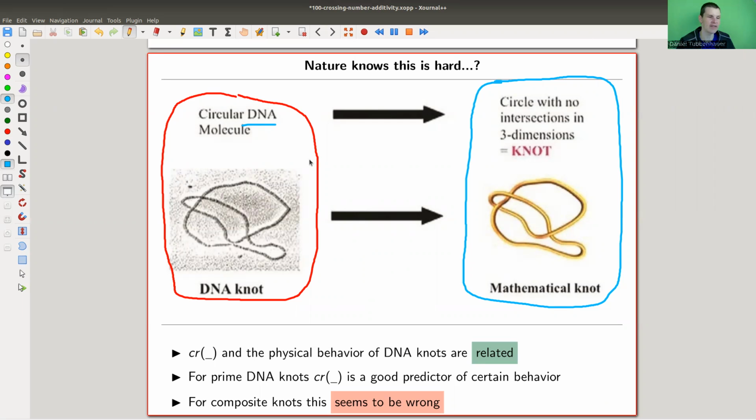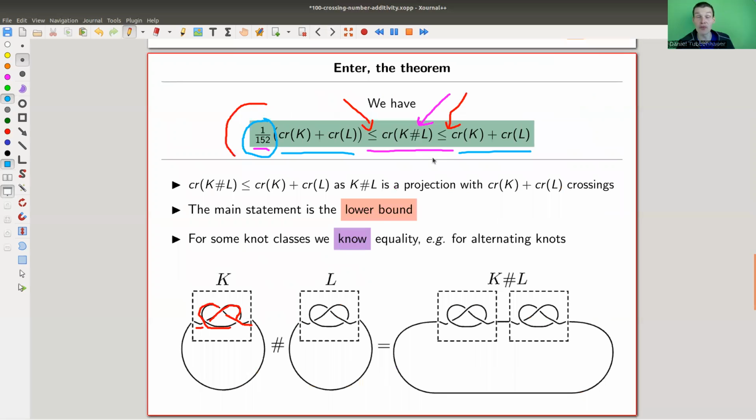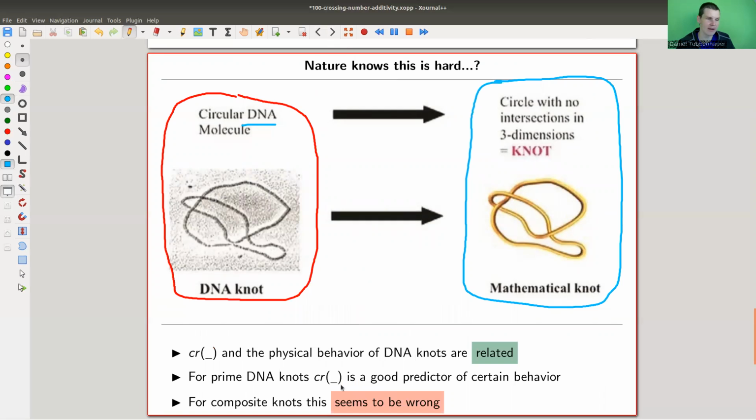There are certain behaviors where the crossing number is a really good predictor. And this works for the prime knots, which do not arise under this operation. Everything that arises under this operation is called a composite knot, and we just learned crossing numbers of composite knots are actually hard. Crossing numbers of prime knots, you don't need to worry about this inequality. Prime knots are always the ones that will never show up here in the middle anyway. Composite versus prime: that's what this paper explains, that the crossing number is a good behavior for prime DNA knots. So whenever DNA forms a prime knot, it's a good behavior. And whenever it forms a composite knot, this seems to be wrong.